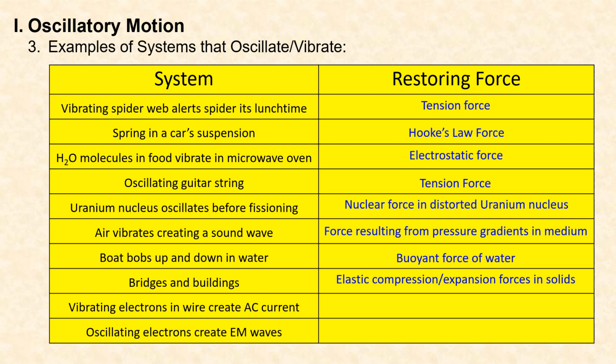Vibrating electrons in a wire, creating an alternating current. Well, this is clearly the electromagnetic force acting on those electrons that are forcing them to move back and forth in the wire. Oscillating electrons creating electromagnetic waves. Once again, it's the electromagnetic force acting on those electrons that causes them to vibrate, which is a form of an acceleration, which then creates electromagnetic radiation.